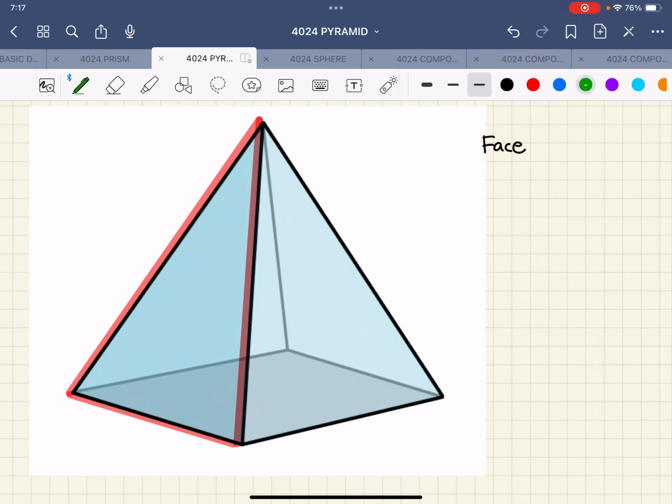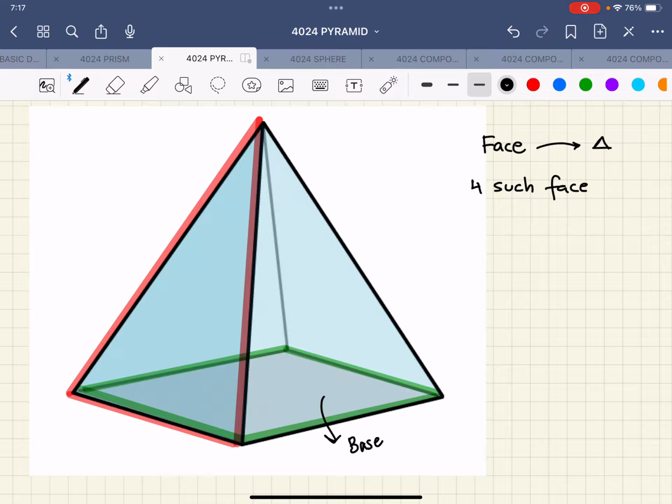Now let me focus on the base. This is one line. Let me make it thicker. So in green color, this is one of the sides of the base. It looks like a square base, so there are 4 sides to it. All the sides have equal length. So yes, there is a base of the pyramid. The face is a triangle and there are 4 such faces.